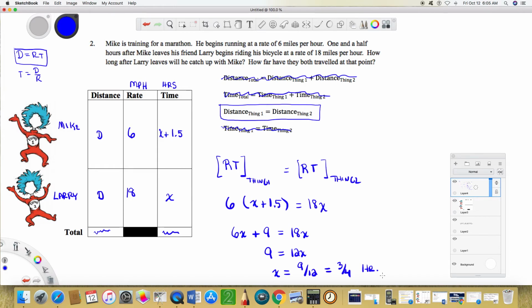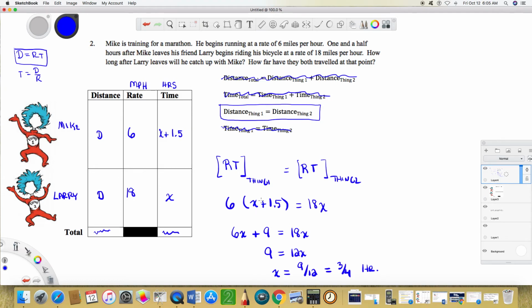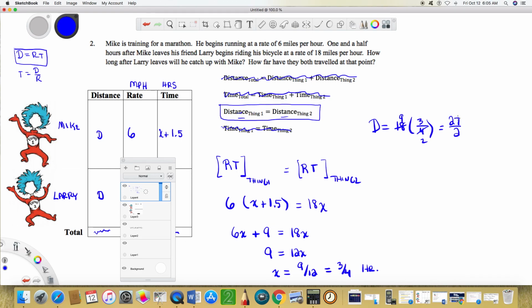Now, that's not the only thing it asked us for. How far did each of them travel? So go ahead and figure that out, and then press continue. All right, so remember that I can use either the left-hand side or the right-hand side of the equation. Each of those is the distance. And so let's just go ahead and simply take 18 times 3/4. So the distance that they traveled, 18 times 3/4, is 27 over 2, 13.5 miles.